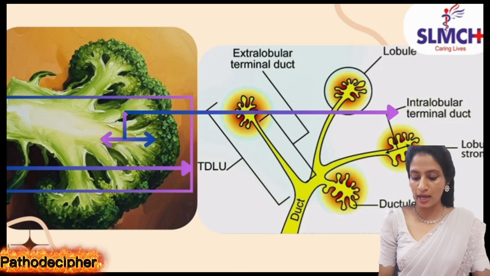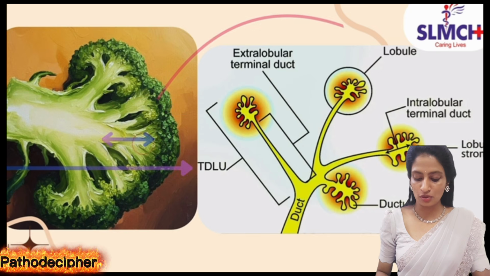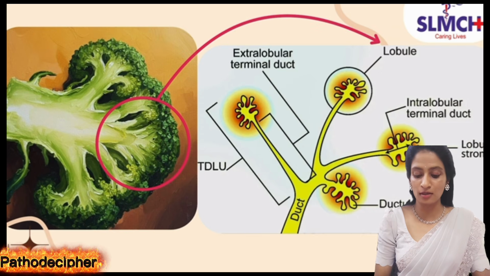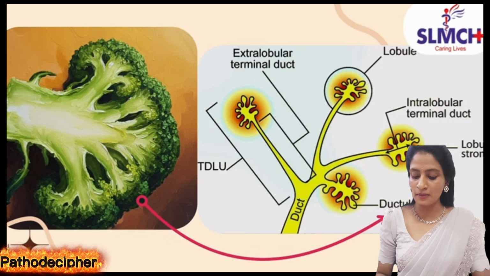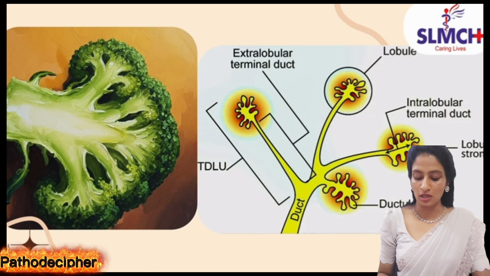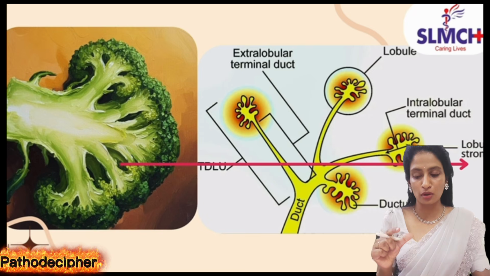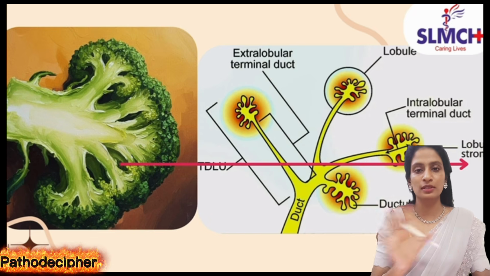Next, the second arrow indicates the intralobular terminal duct. The whole circle indicates the lobule, and the small circle is labeled as a ductule. Finally, in between the two lobules, there is something called stroma, that is your lobular stroma. So we compared the broccoli with the breast anatomy. This is all about the histology.